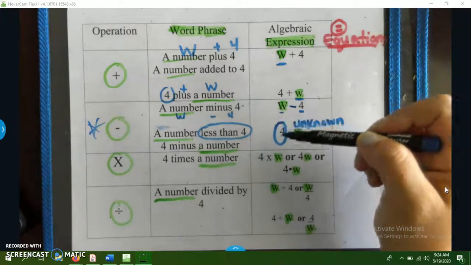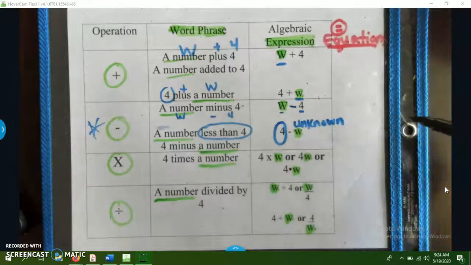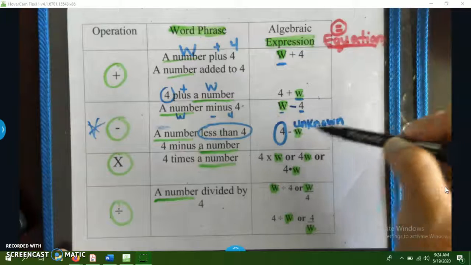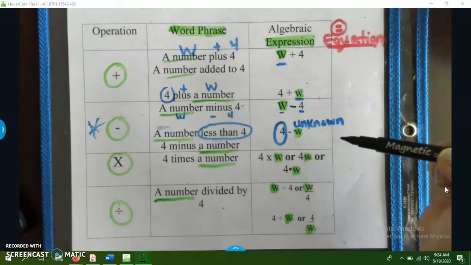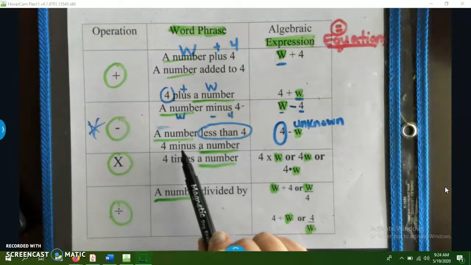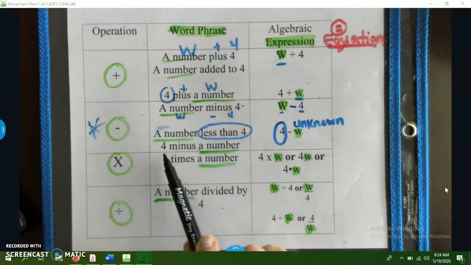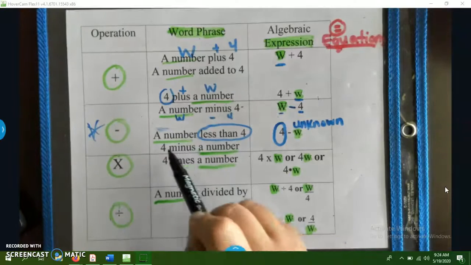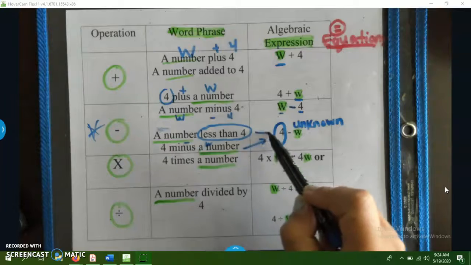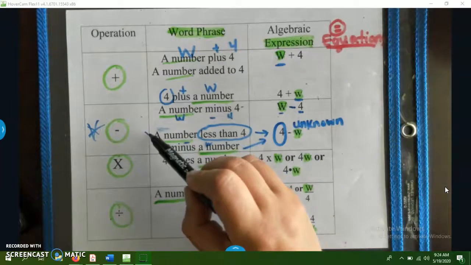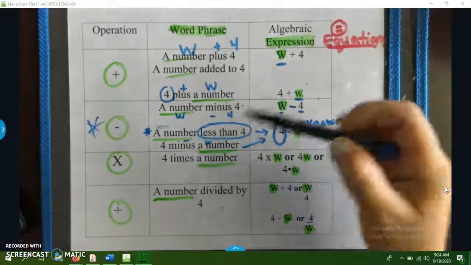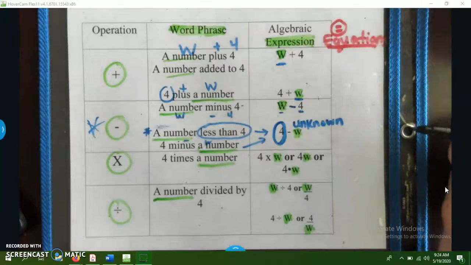And the best way to get better at these is to just practice, which is why it's very important that you hop on IXL or SOL Pass and do those assignments, because just me explaining this right here may be a little confusing until you start to see it in practice a bit more. Let's look at this one. 4 minus a number. So 4 minus a number makes sense because it goes in the order that we expect it to. 4 minus W. Both of these are the same expression. But again, this one is a little bit trickier. A number less than 4. If we're getting less than 4, we have to start with 4.